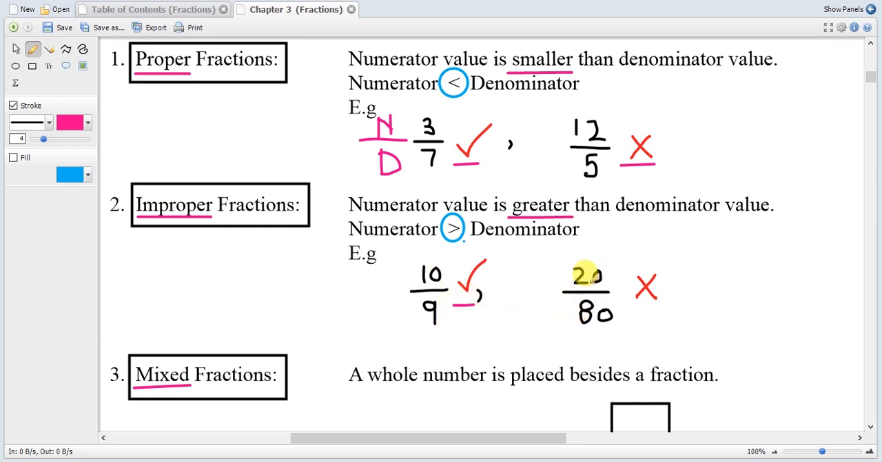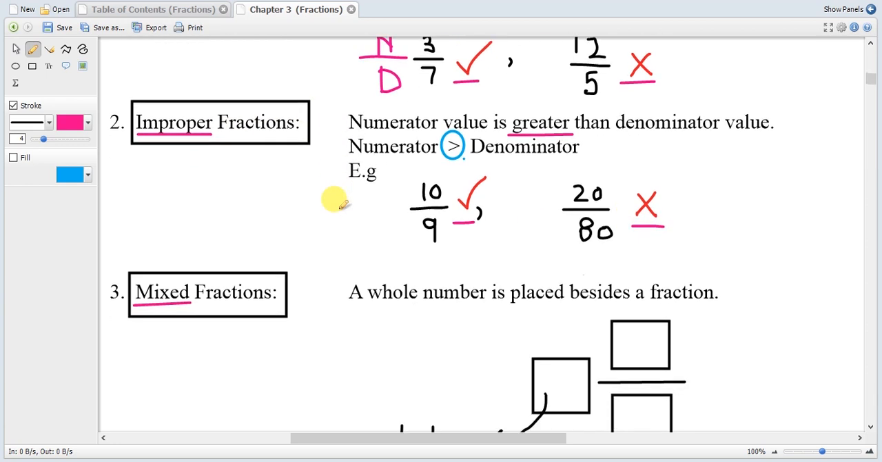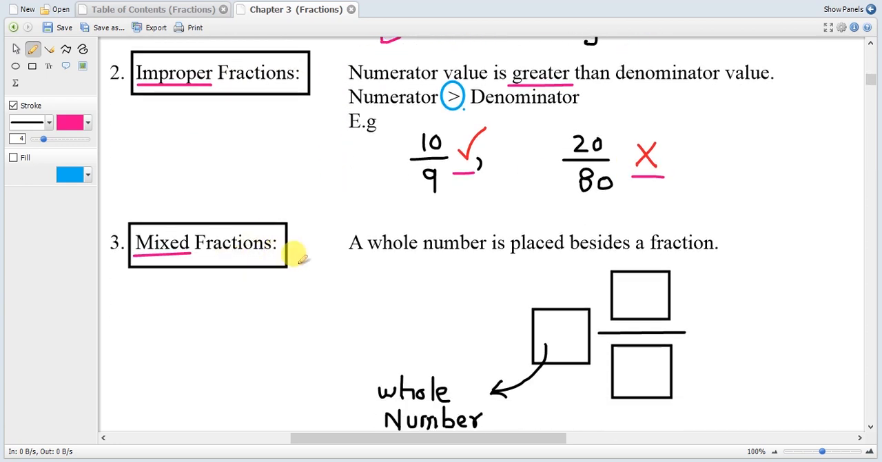So this is 20 over 80. Now see, 20 is a smaller number. 20 is smaller than 80. So this cannot be an improper fraction, right? This is your proper fraction. Got it? Okay, moving on to the third type of fraction, which is a mixed fraction.